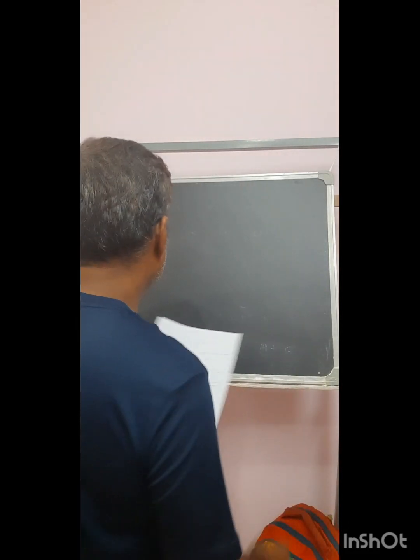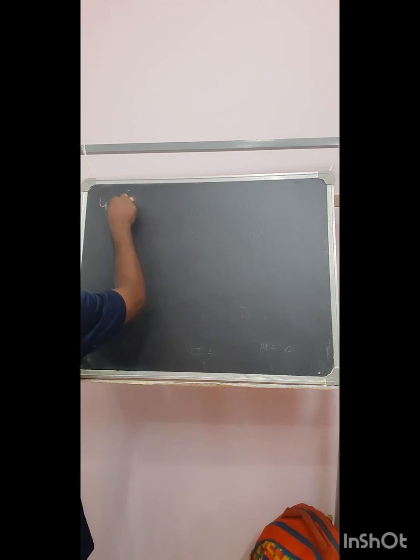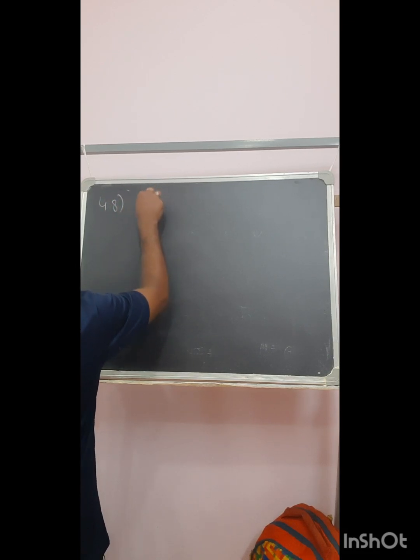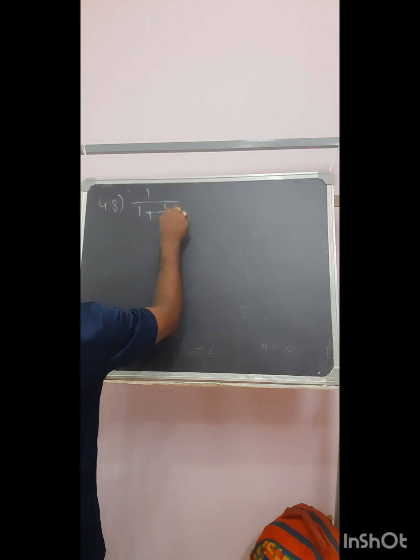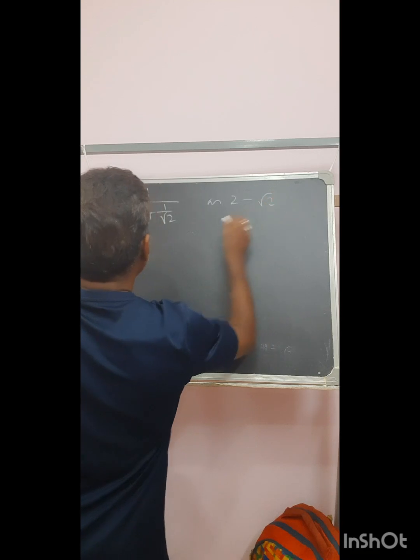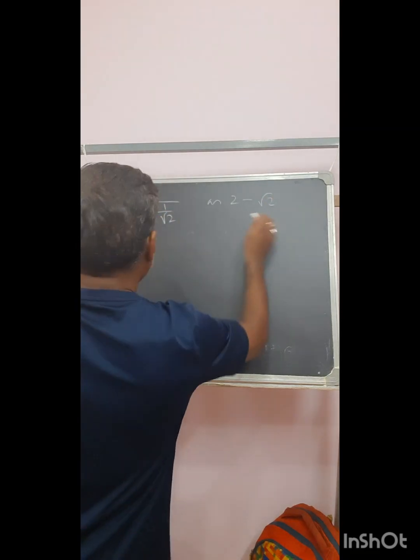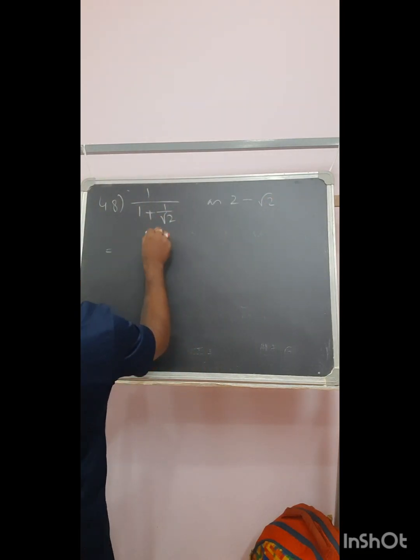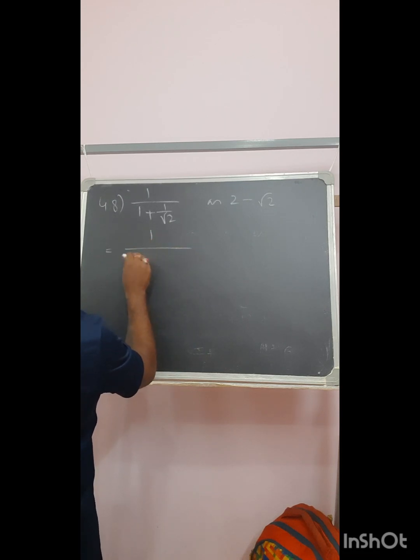The last segment of the problem solving on surds. I will move to question 48 now. So 48 says represent 1 by root 2 as 2 minus root 2. That means if I simplify this, I will get this number. So nothing to worry, just go on calculating.